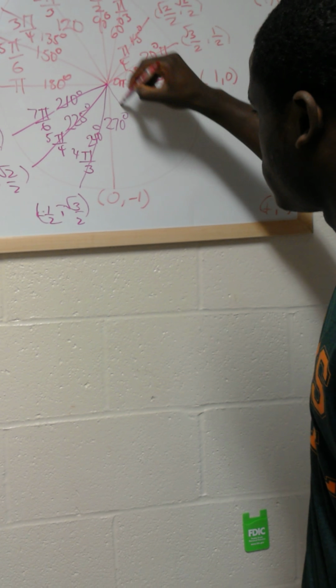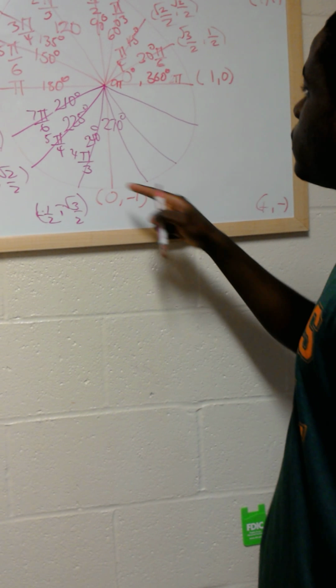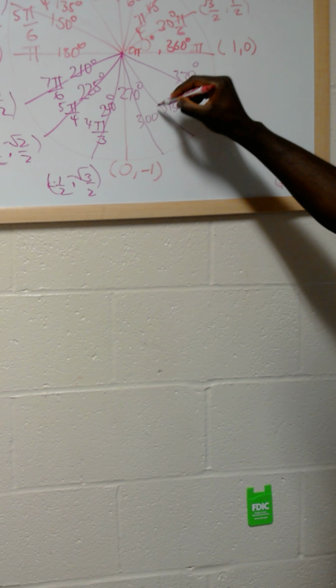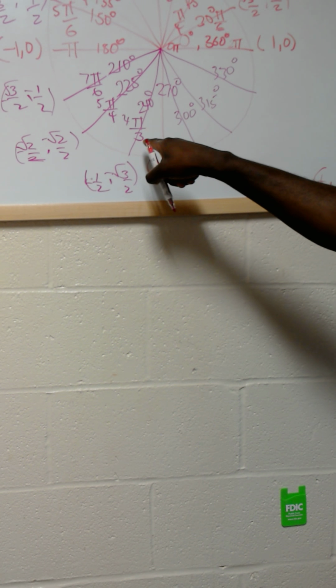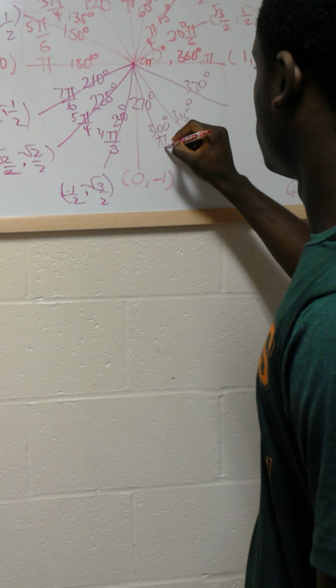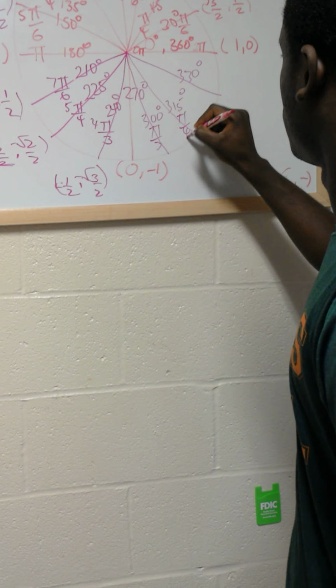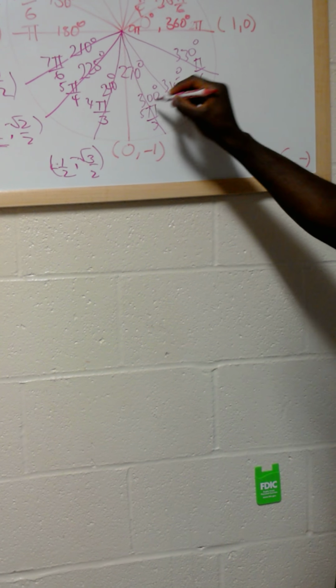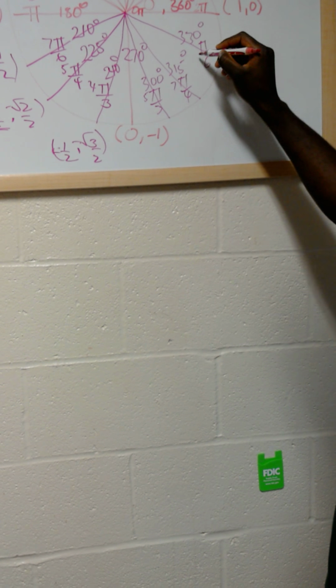Then the last part of the circle, 30, 15, 15, 30. So this will be 300, 315, and 330 degrees. As far as the radians, you do the pi over 3, pi over 4, pi over 6, the same side. So we go pi over 3, pi over 4, and 5, 7, 11. You just have to remember. You just have to memorize this. So 5, 7, 11.